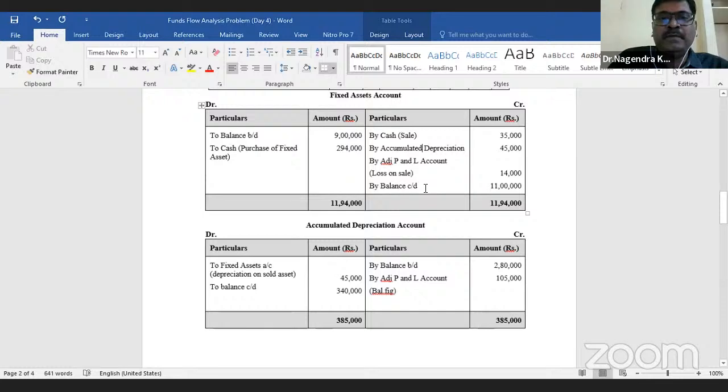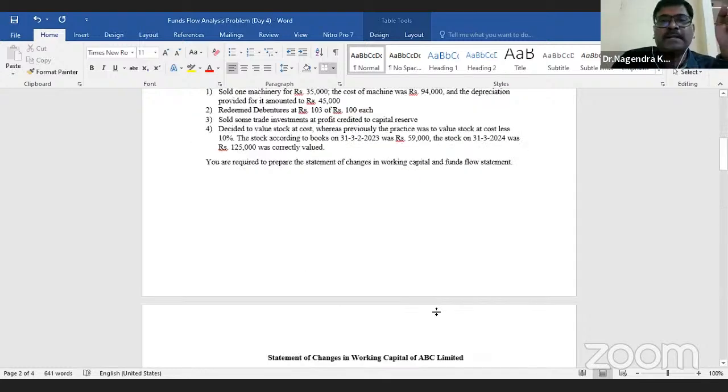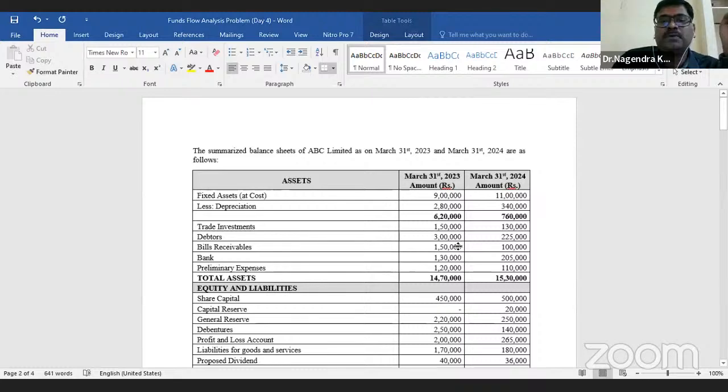Then we calculated a depreciation. But we are not directly deducting this depreciation from the profit and loss account. Instead, what we are doing is creating a provision through the depreciation account. So let us see. We have an accumulated depreciation account given in the problem as 2,80,000 and 3,40,000.